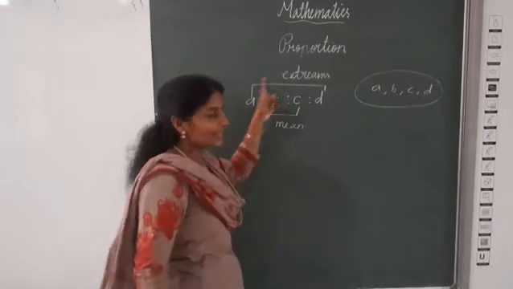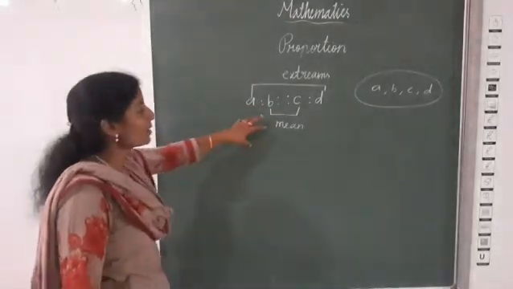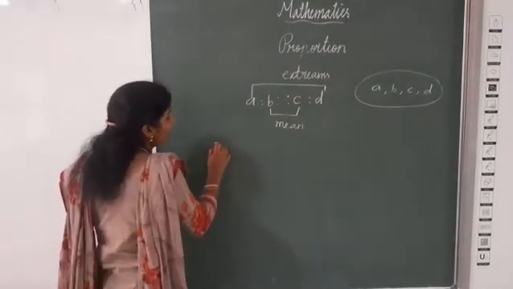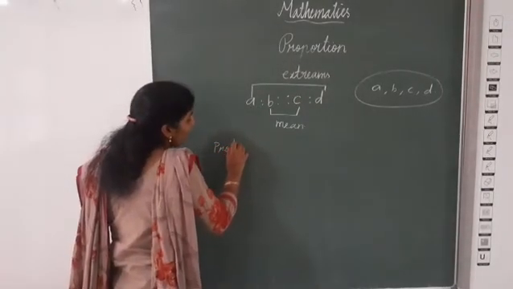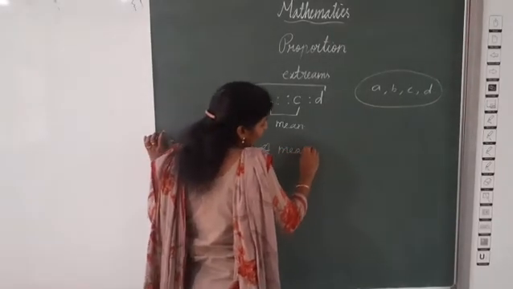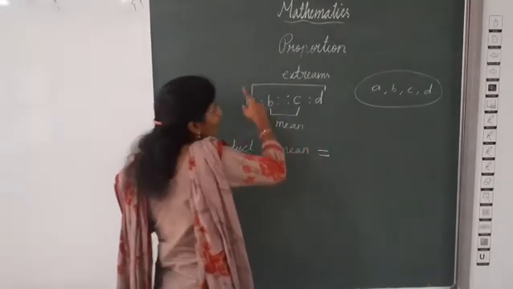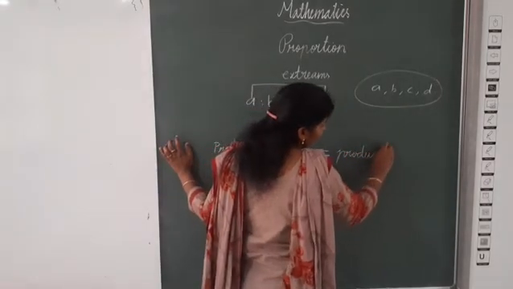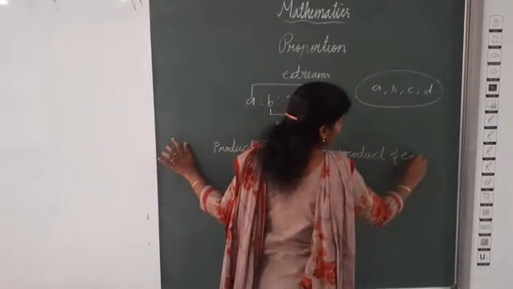Okay, these are the extremes, and these are the means. Product of means is equal to product of extremes. In a proportion, the product of means is always equal to the product of extremes.